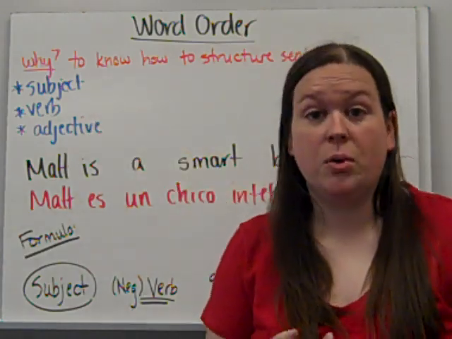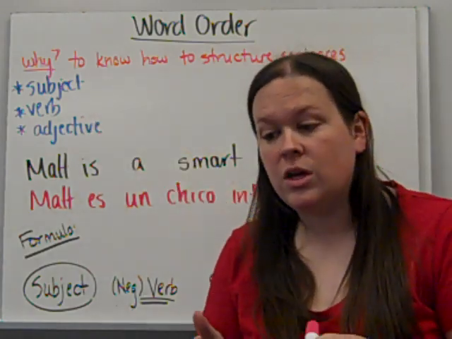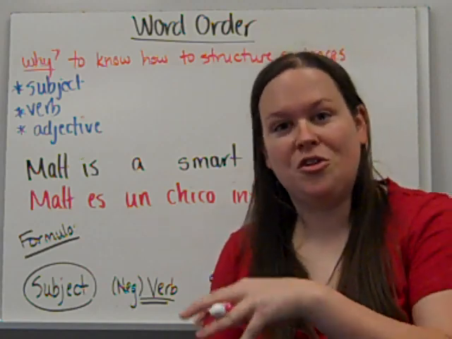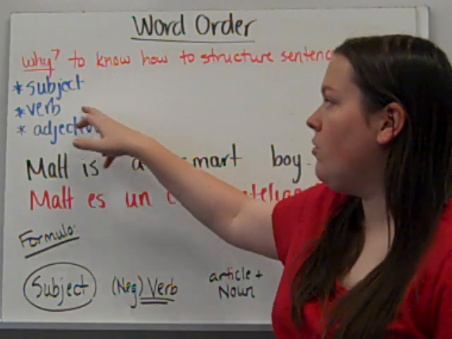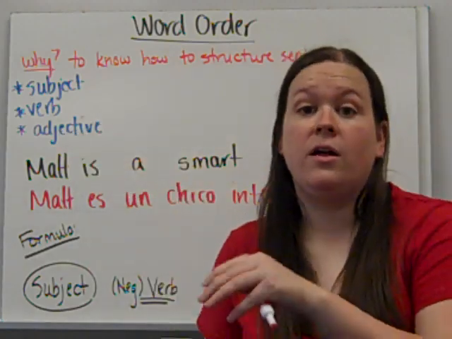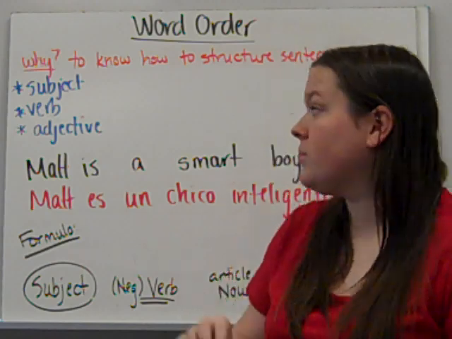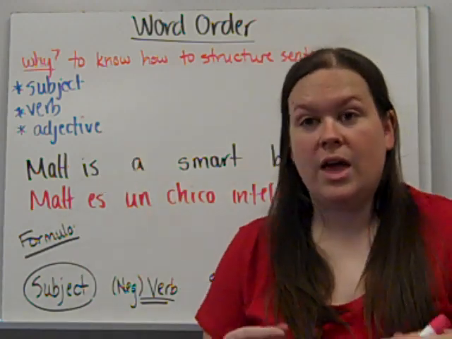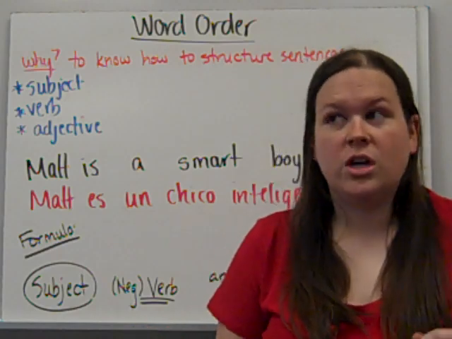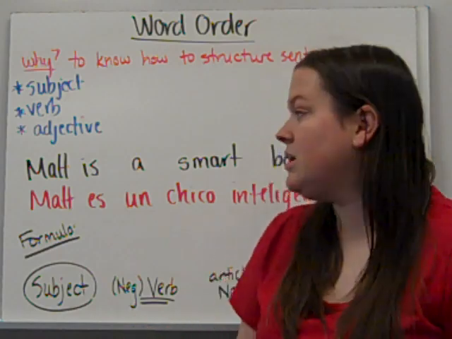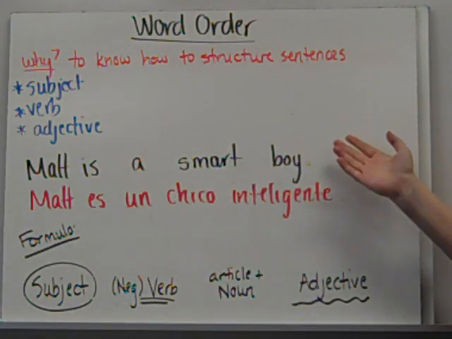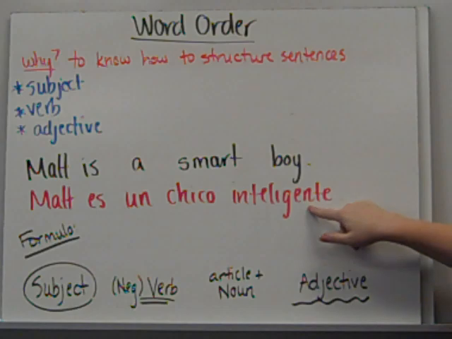Subject is the person or thing in the sentence doing the action, so your sentence's subject is centered around that subject. Verb is the action of the sentence. It's what that person or thing is doing. And your adjective is a descriptive word that gives us more information about the subject or another noun in the sentence. Here are two sample sentences in correct word order in English and then in Spanish.